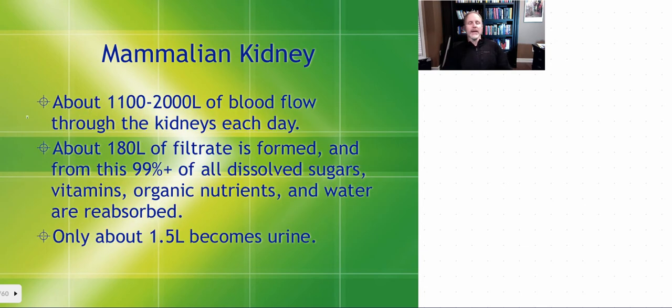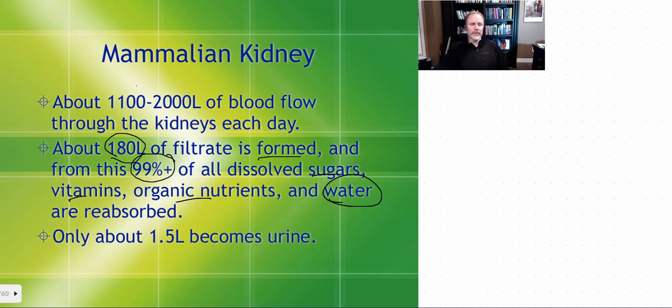So each day, each of your kidneys is going to filter between 1 and 2,000 liters of blood, depending on how big you are, how much you're drinking, things like that. And of that 1,000 to 2,000 liters that gets pushed through there, about 180 liters of filtrate is actually going to be formed. Okay, so the vast majority of it isn't formed. And then of that, about 99% of all of the dissolved sugars, vitamins, and other organic nutrients, along with the water, are going to get reabsorbed.